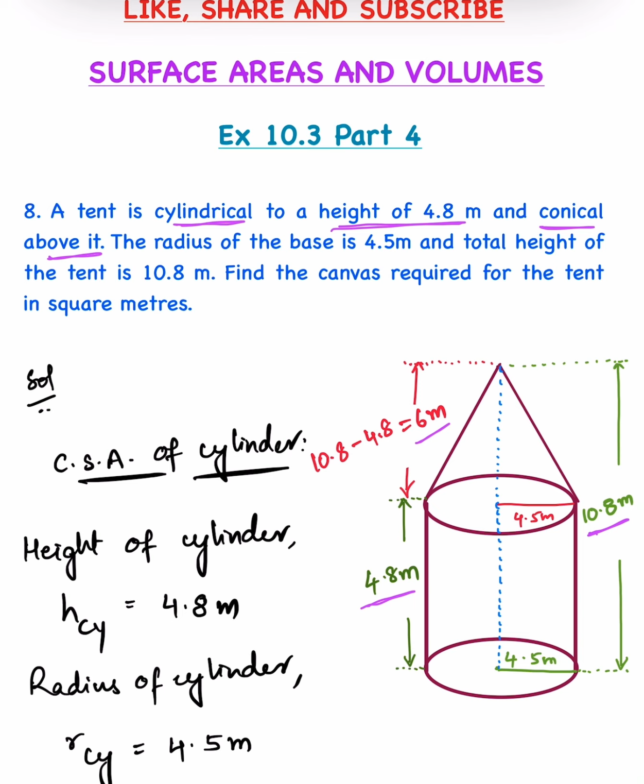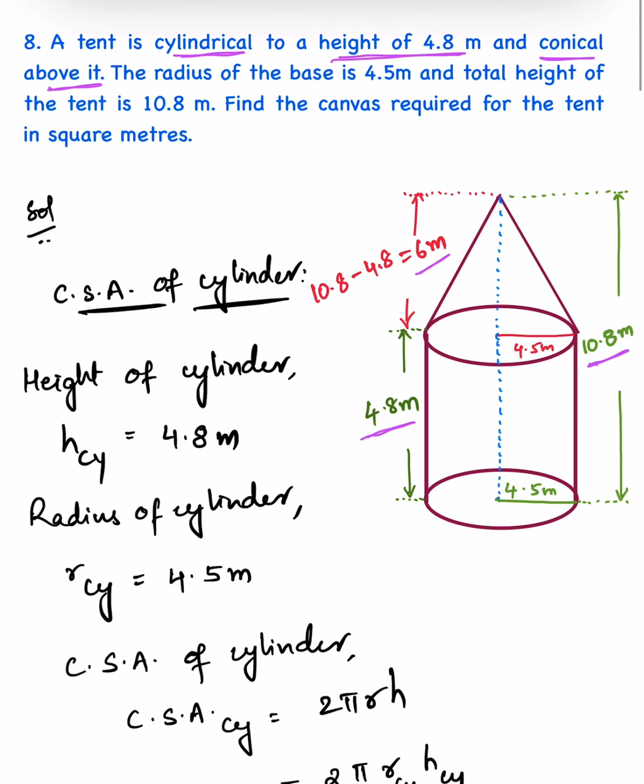So in order to find the canvas required for the tent in square meters, we have to first calculate the total curved surface area CSA of cylinder and cone both and add them. So first let us find the curved surface area of the cylinder. CSA of cylinder, height of the cylinder is 4.8 meters. Let it be HCY. Radius of the cylinder is RCY, which is 4.5 meters.